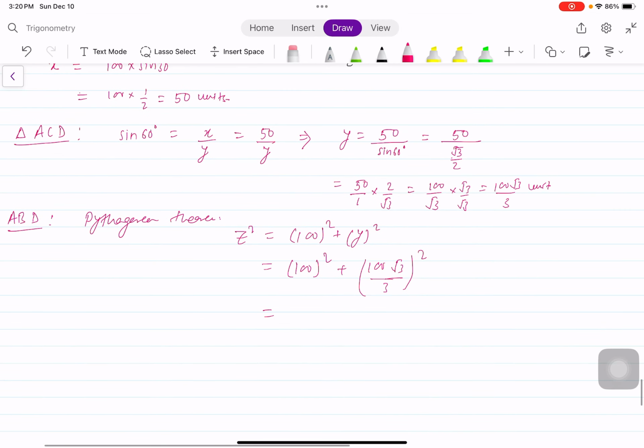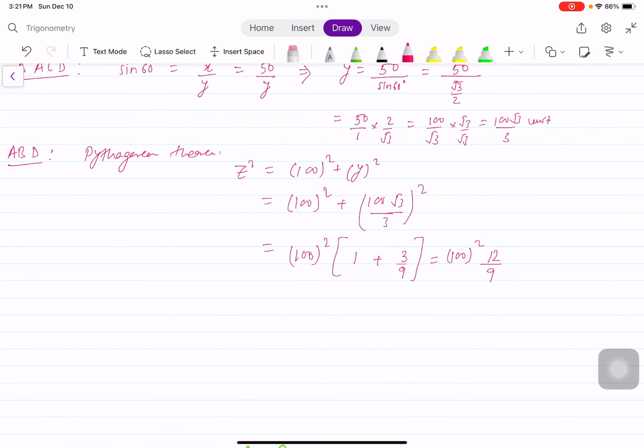So let's solve this. You don't need a calculator. If you don't have one, you can use it, but I want to find, so 100 square is common in both. If you look carefully, 100 square is common, so 1 is left here, and its square is 3 over 9. So 3 on the top and 9 in the bottom, right? So this is 100 square times 9 plus 3, 12 over 9.